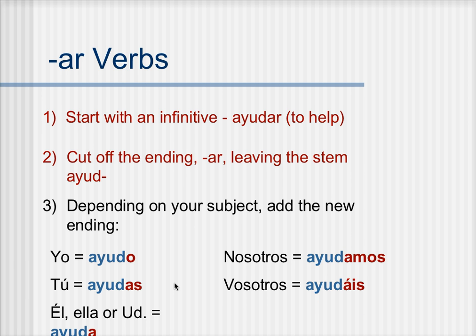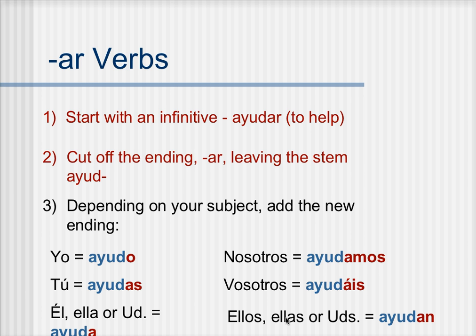The vosotros form is really only used in Spain, but I want you to be able to see it so you know what it is. This is like the plural form of this person here. So it's kind of like our you guys when we call each other you guys. So this new verb ending is AIS, accent on the A, and the new word is ayudáis, ayudáis.